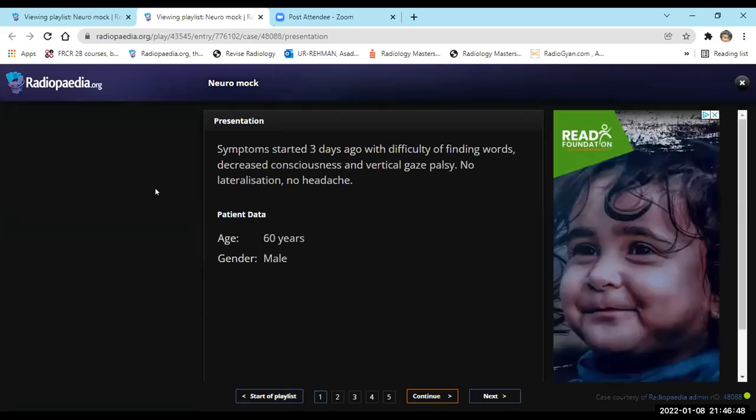Okay. Dr. Iman, are you ready? Yes. Okay, you can start now. This is a 60-year-old male patient with symptoms starting 3 days ago with difficulty finding words, decreased consciousness, and vertical gaze palsy. No lateralization, no headache.